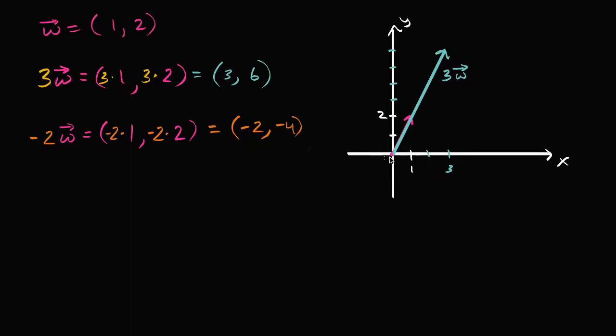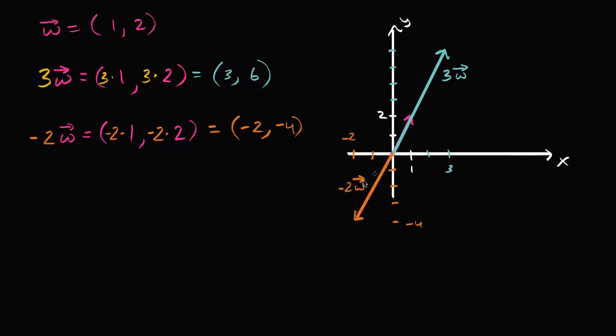Well, let's plot that. So the x component is negative 2, so that's negative 1, negative 2. And then the y component, negative 1, 2, 3. I'm going a little bit off of my axes. 4. So that would be negative 4 there. That's a negative 2. So it's going to look something like that. So that right over there is the vector negative 2w.